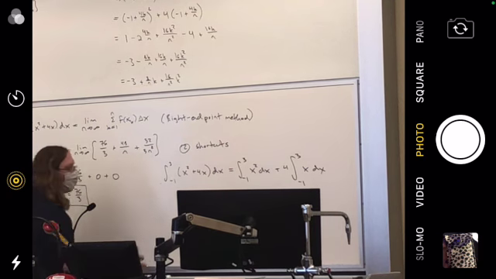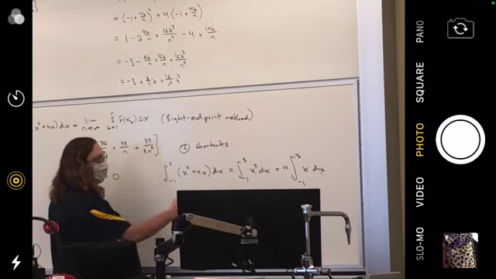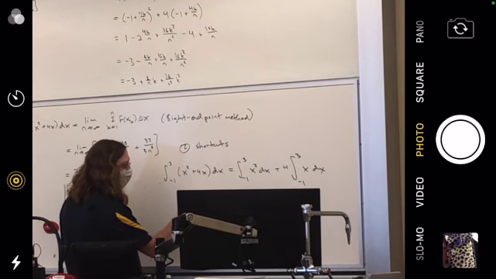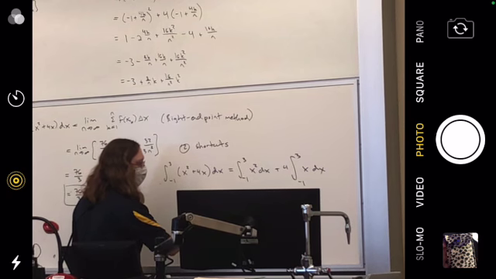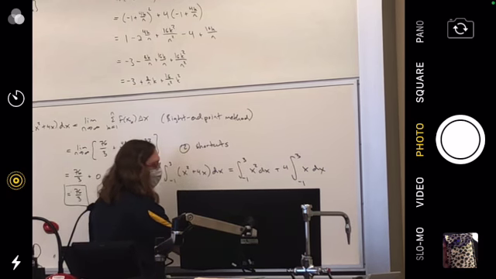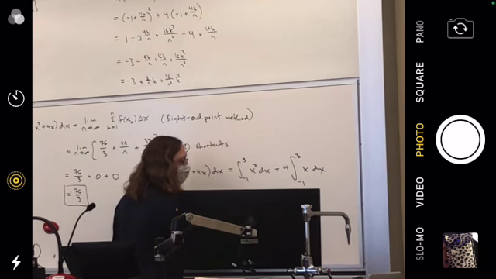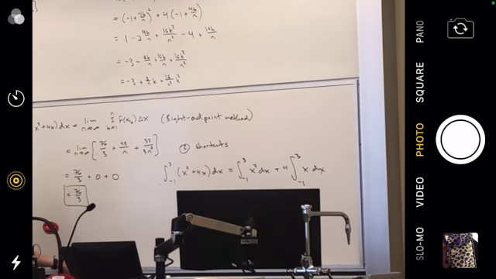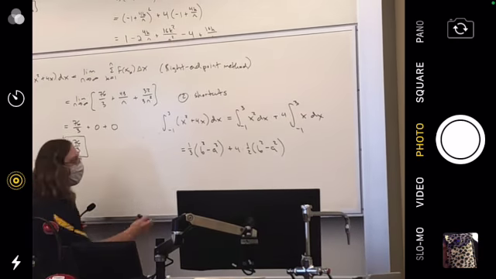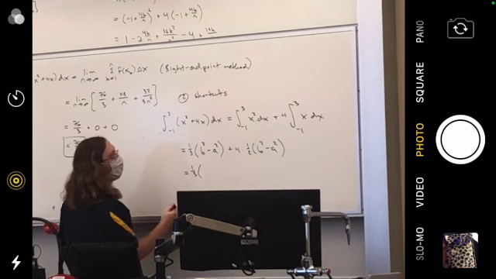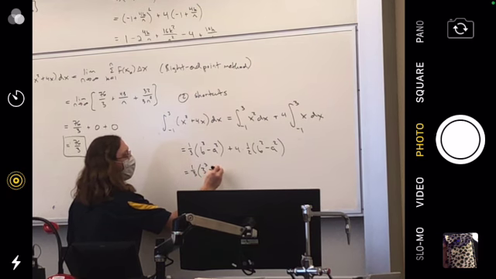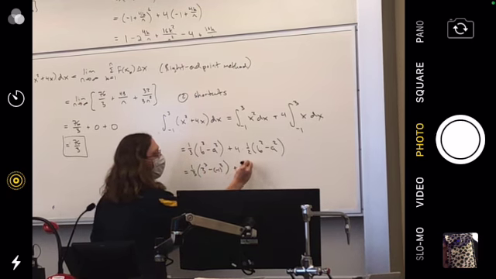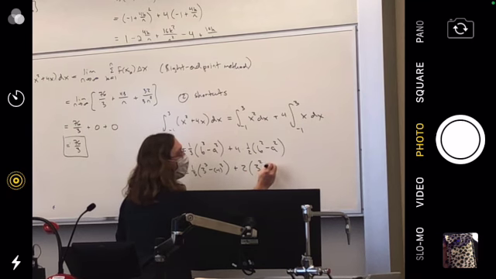So then what is this? We said this one is 1/3 times b cubed minus a cubed. And this one is what? 1/2 times b squared minus a squared. Those are formulas. So what do I get? 1/3 times 3 cubed minus -1 cubed plus 2 times 3 squared minus -1 squared.